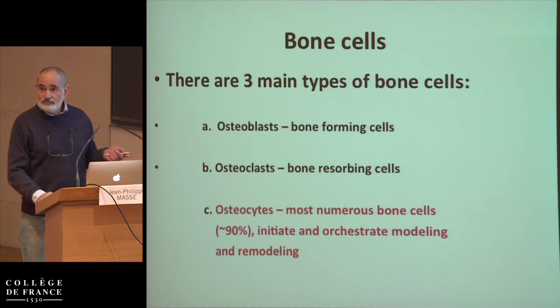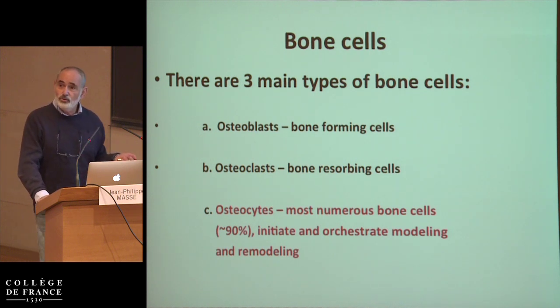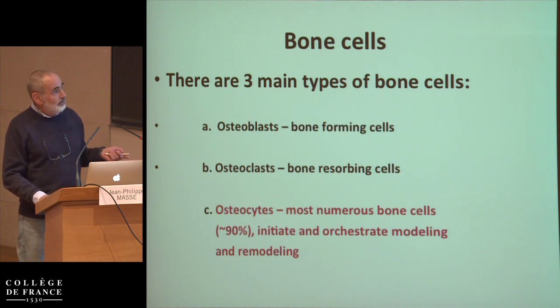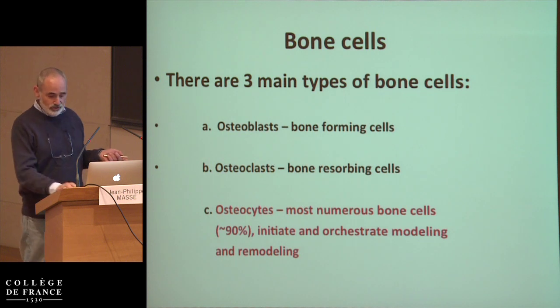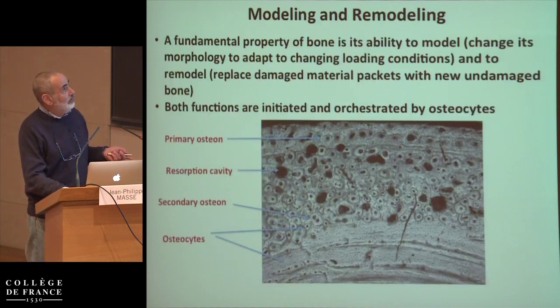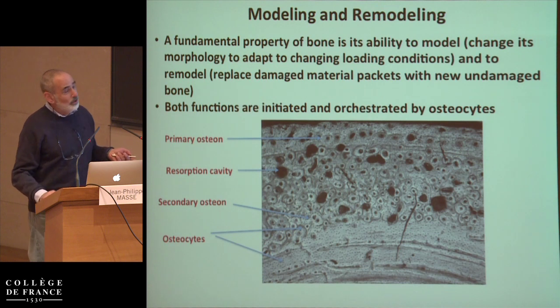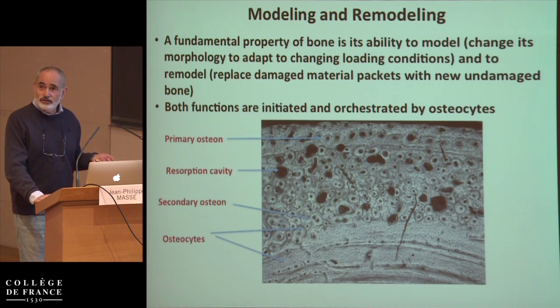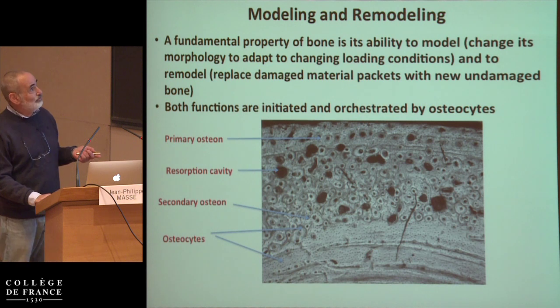And as several people already, Peter and John and others have mentioned in this seminar, they do a variety of things that are to do with modeling and remodeling. And they both serve as sensors, so they feel when the need is there to do this, and they also orchestrate then the procedure of modeling and remodeling. And modeling and remodeling are two very basic characteristics, very wonderful characteristics of bone.